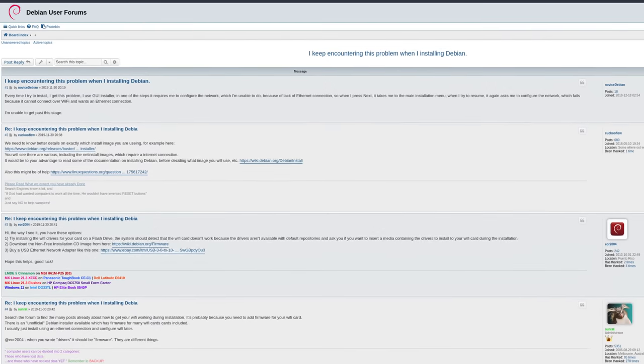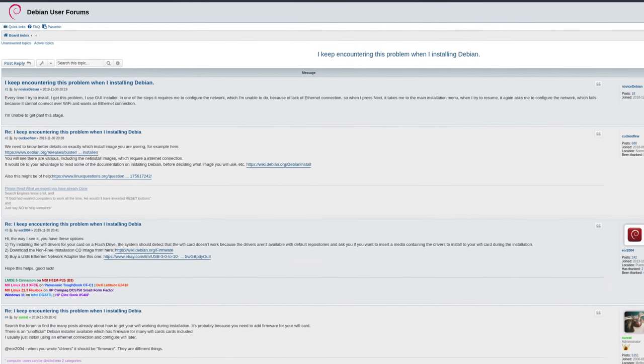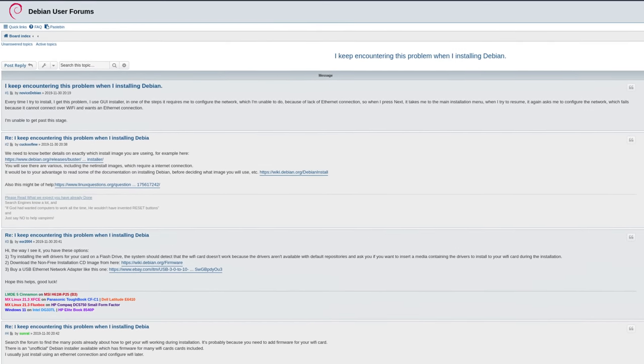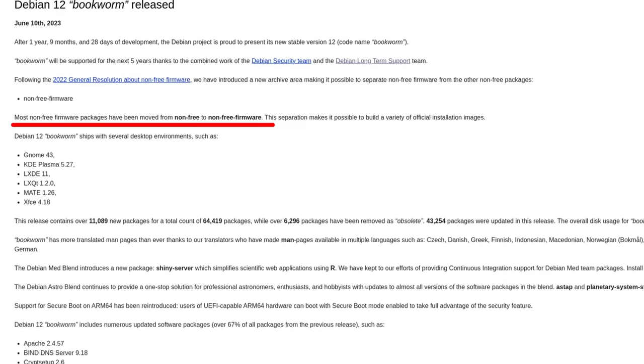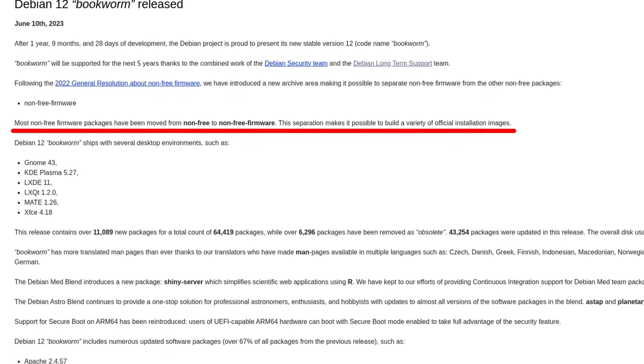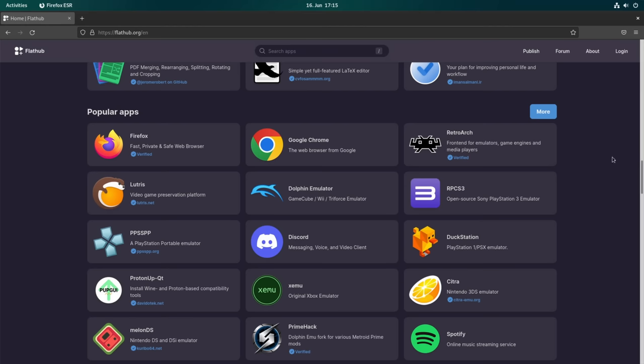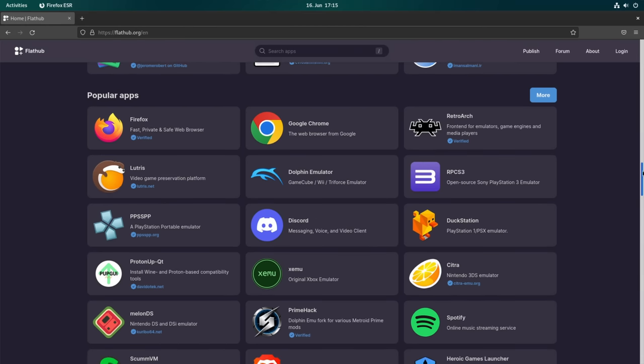I mean, how can you enable the non-free repos containing the driver for your network card if you have essentially no network card? While Debian 12 now includes crucial drivers by default, it is still designed to refrain from proprietary applications, which FlatHub offers in a wide variety.